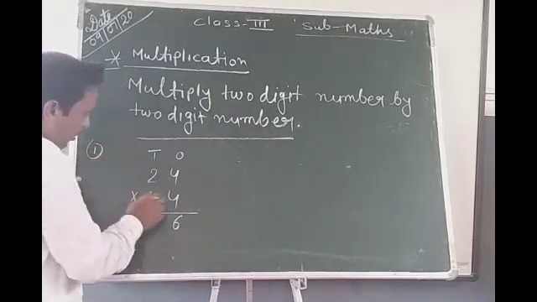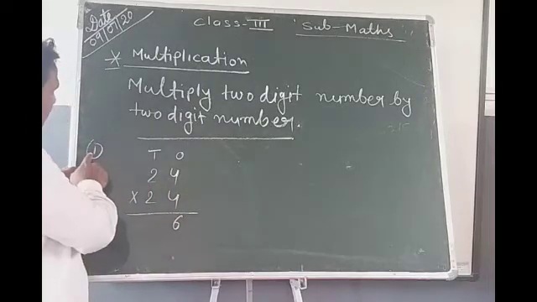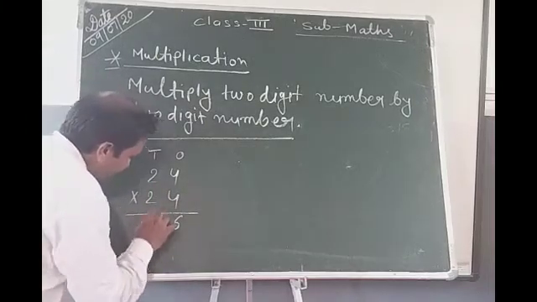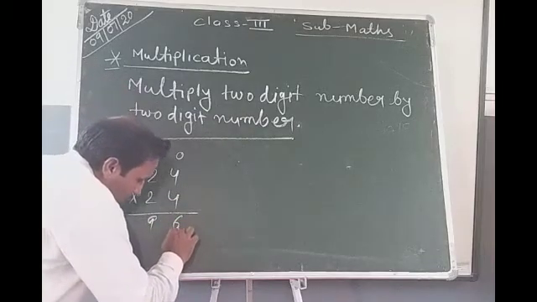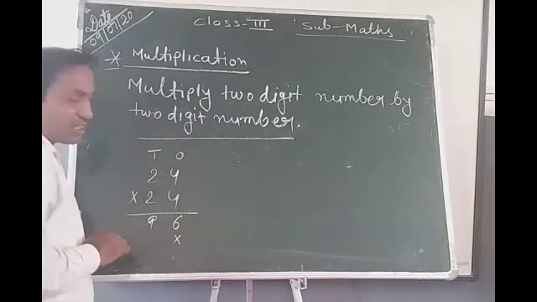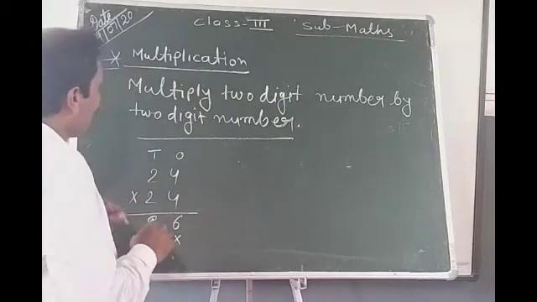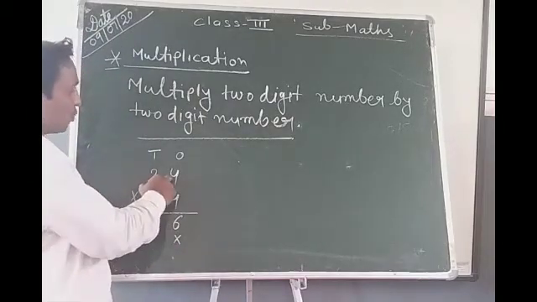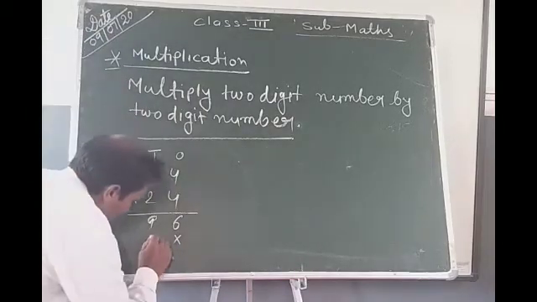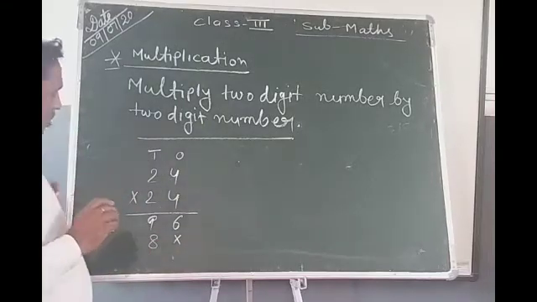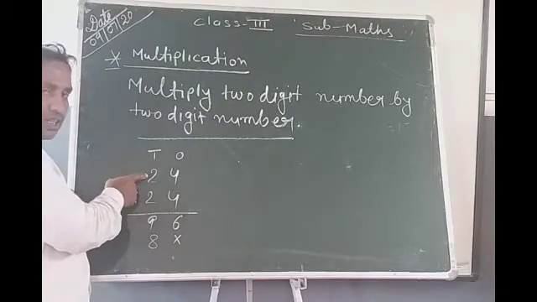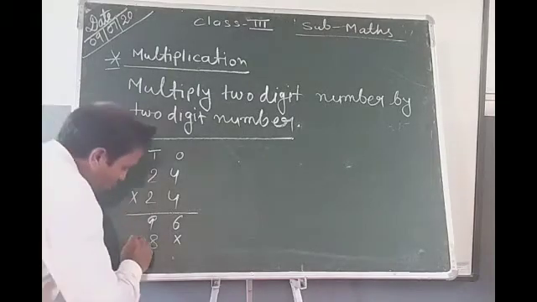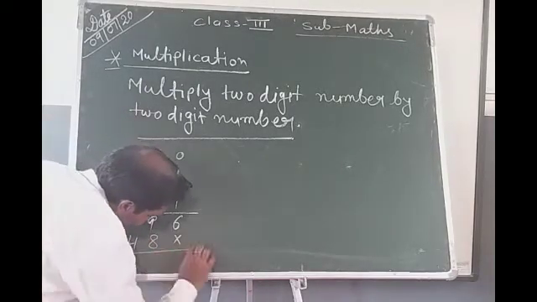Okay, 4 2s are 8. 8 plus 1 carry is 9. So you write 9. Second, after the ones place number, you give a multiply sign, and again you multiply by 2. 2 4s are 8, so you write 8. Again, the tens place has 2, so 2 2s are 4. So you write 4.